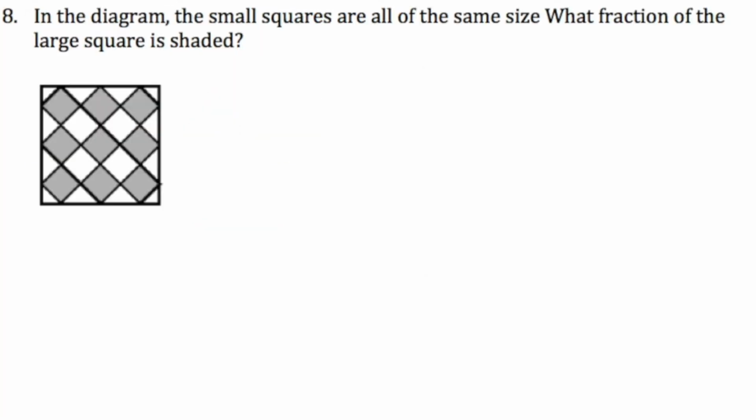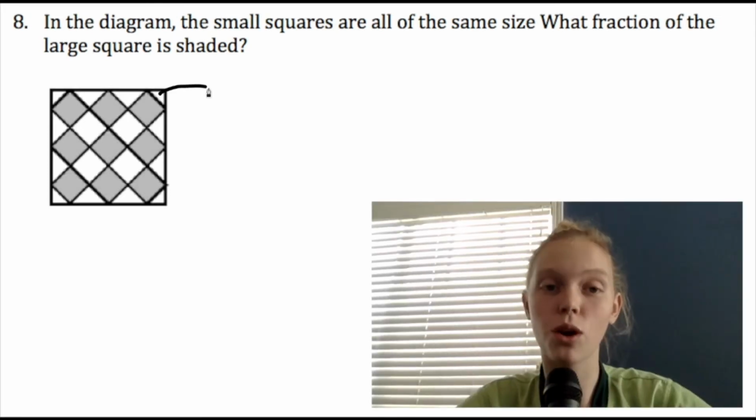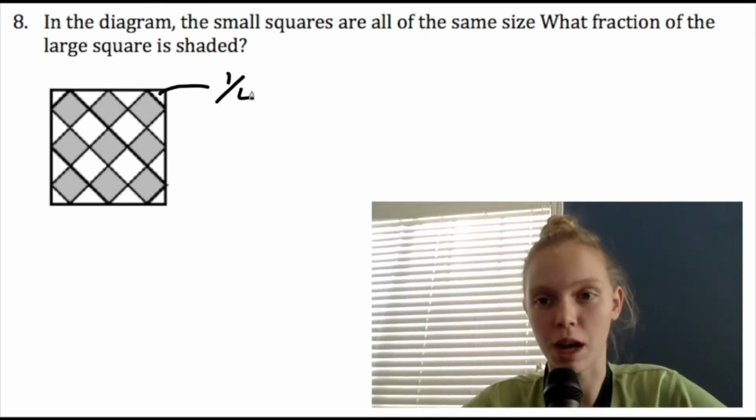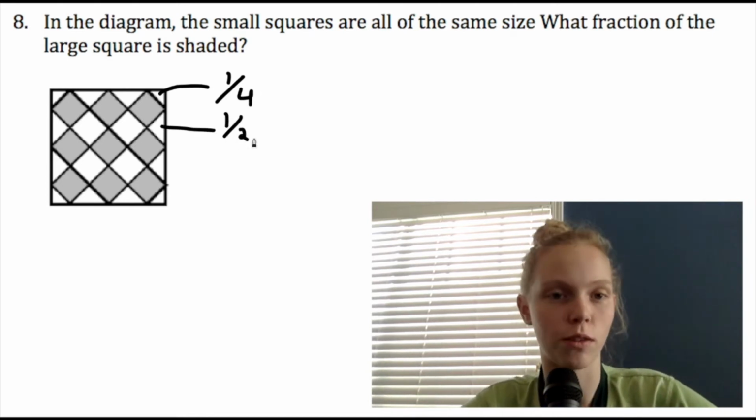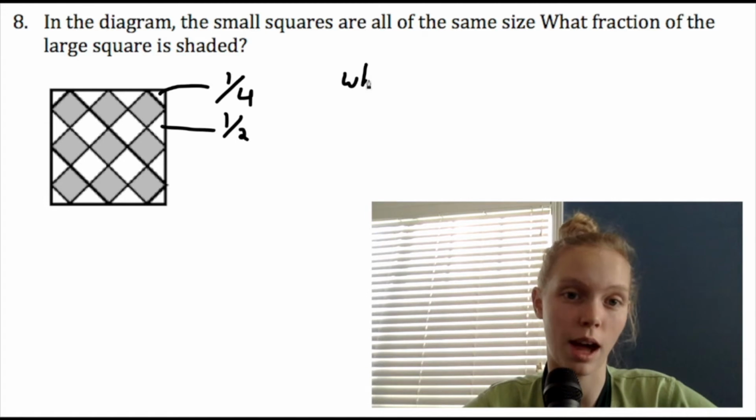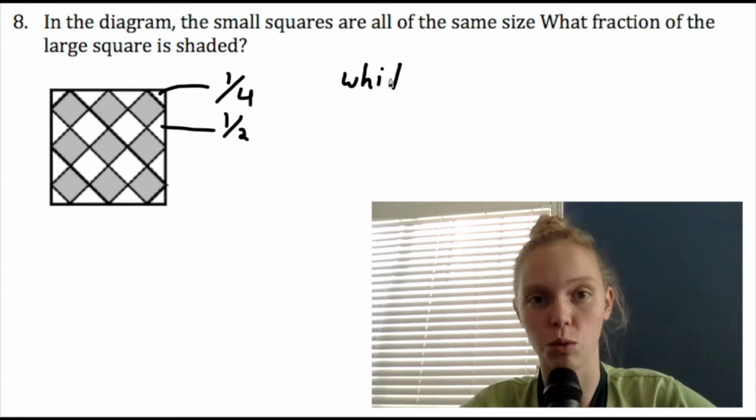Problem number 8. In the diagram, the small squares are all the same size. What fraction of the large square is shaded? Alright, so since all of the small squares are the same size, we can just count them up. So the white squares, you can see the ones in the corner are going to be 1/4 of a square, and the ones on the edges are going to be 1/2 of a square.